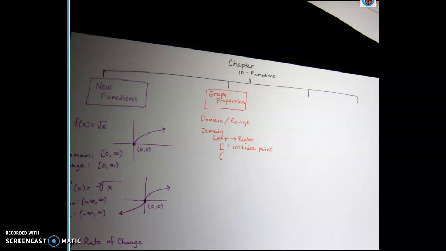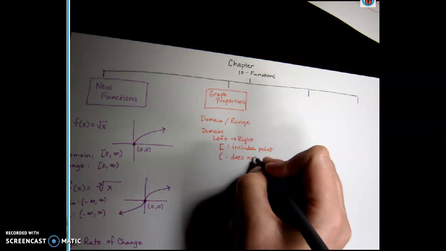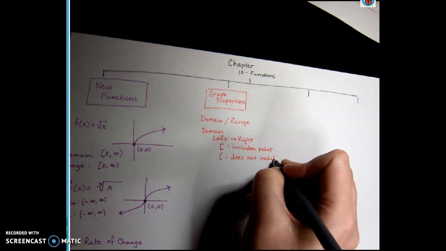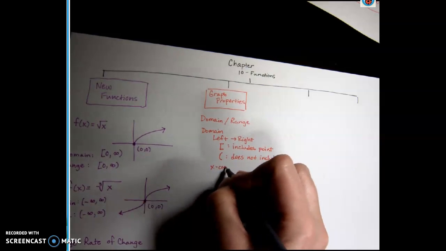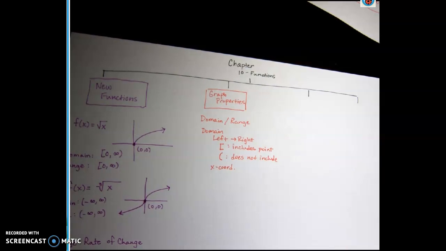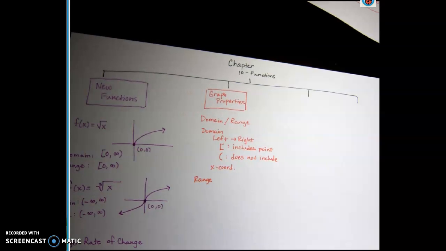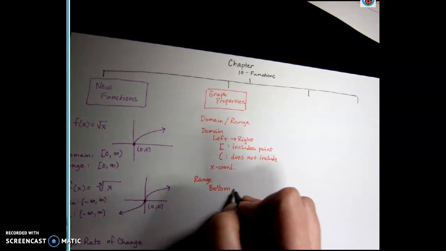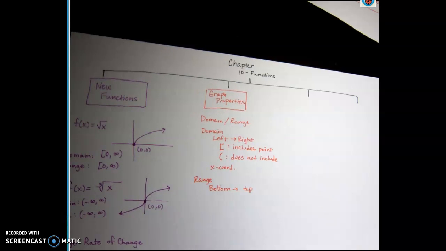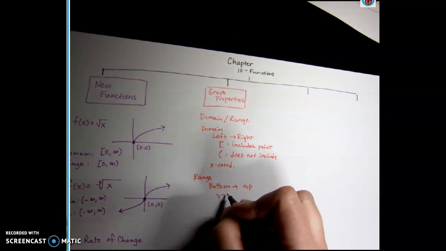And we use a parentheses if the point is not included. The range and domain is x coordinates. So you always read the x coordinates off your graph. Range, in order to find those points, we go from bottom to top of our graph. And again, we use the same notation. The bracket includes the point, the parentheses does not. And for range, it's going to be y coordinates.